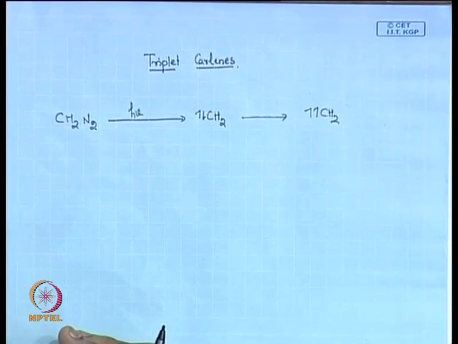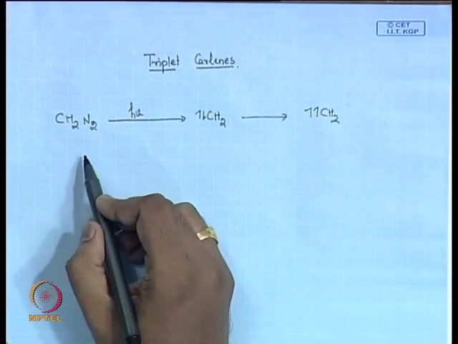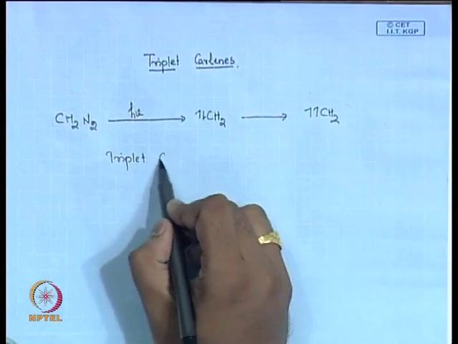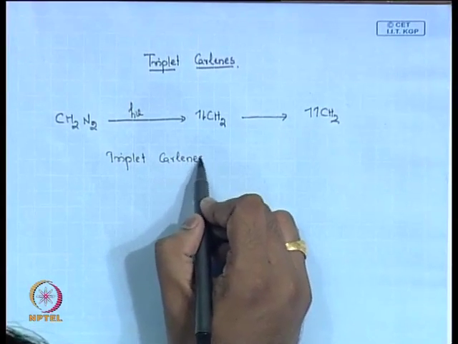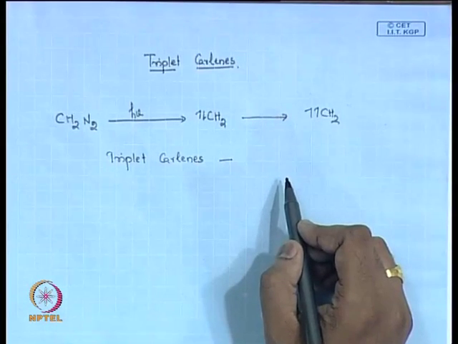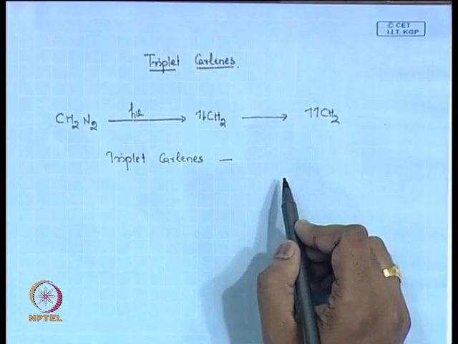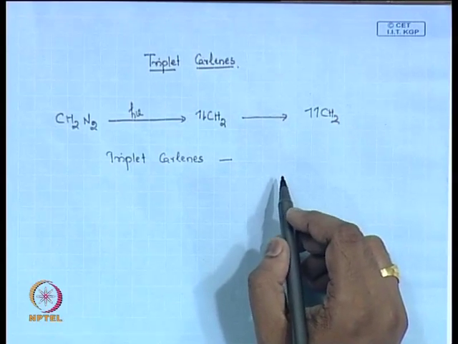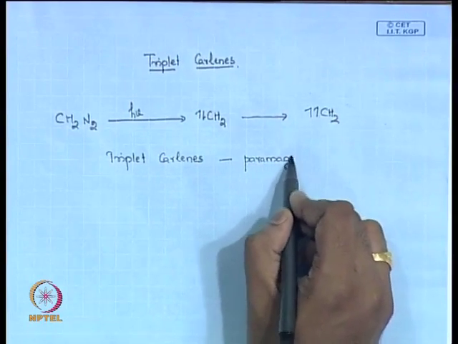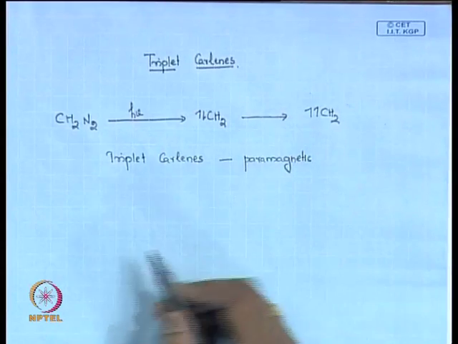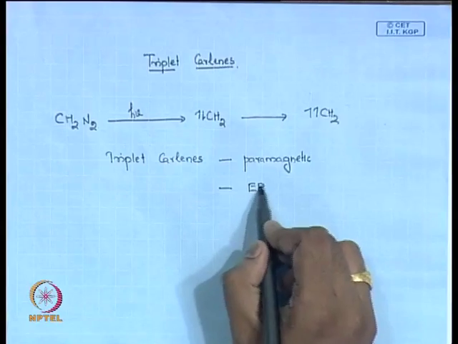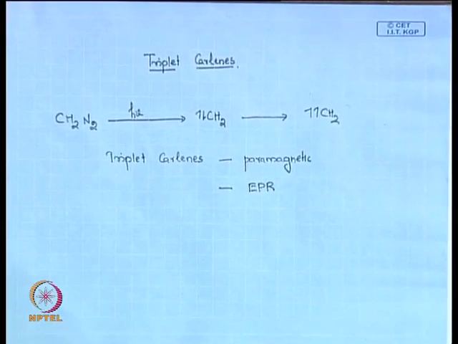So, what are triplet carbenes? What do they look like? Diradical or anything? I want one more word on that. Triplet carbenes are paramagnetic, right? If it is paramagnetic, then you know that you can use EPR. You can observe them in EPR, and that will be direct evidence.